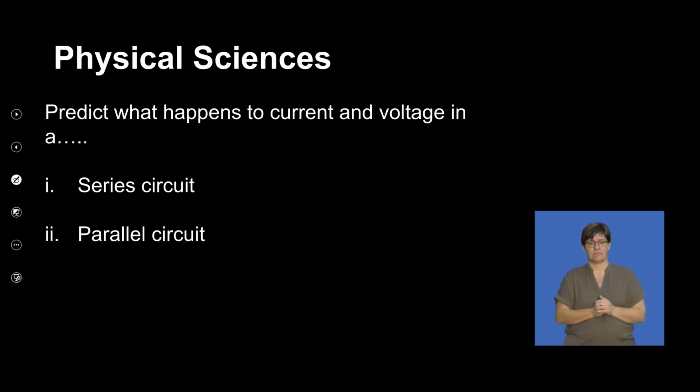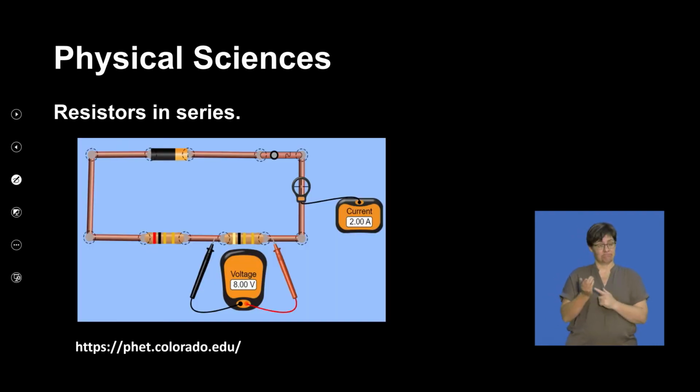Right, so the idea says predict what happens to current and voltage in a series circuit, that's one, and then secondly, we'll look at the parallel circuit as well, okay? Right, here we've got resistors in series, okay? Now, this is just a snippet from the PhET simulation, which simulates what happens in an actual circuit. If you look at the layout here, let's say for argument's sake, we've got resistor 1 and resistor 2. The description of the connection of these two resistors is that they are connected in series.